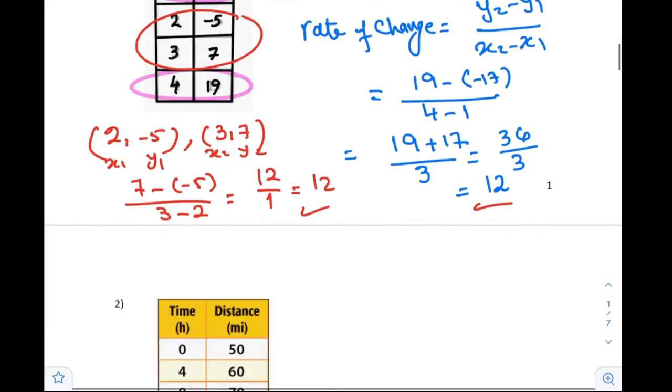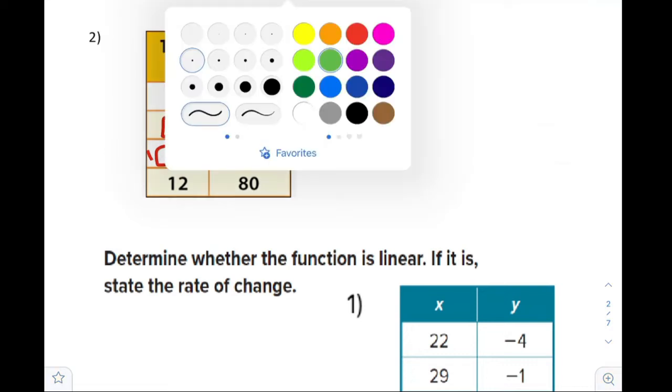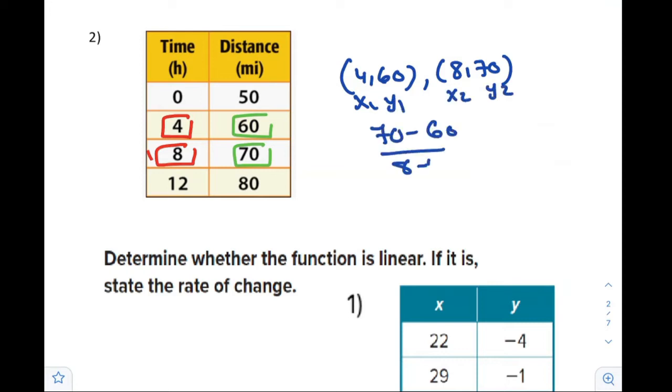Let's apply here as well. Let's choose any 2 points. We can choose these points. So we will choose x and y. These are the x values, and these are the y values. So the first point is this, and the second point is this. 70 minus 60 over 8 minus 4, which is 10 over 4, which is 2.5.